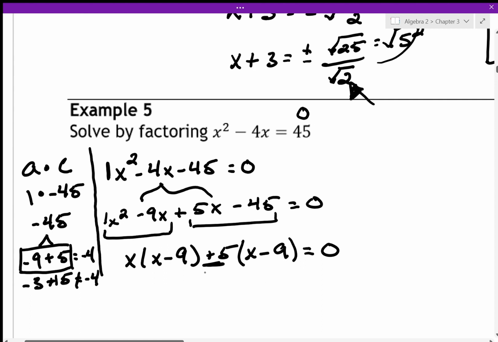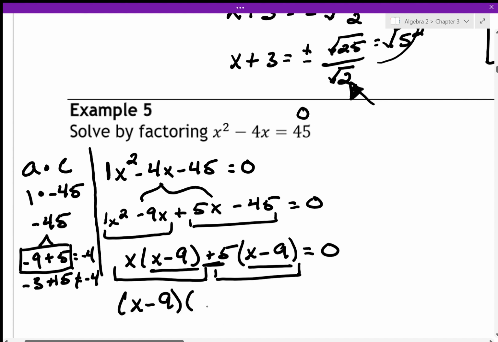Now we have two bigger terms, this term and this term. They both have the x minus 9 in common. So I pull out the x minus 9, and then my leftover pieces are an x plus 5. Right, there's my x, there's my 5, and this is still equal to 0.